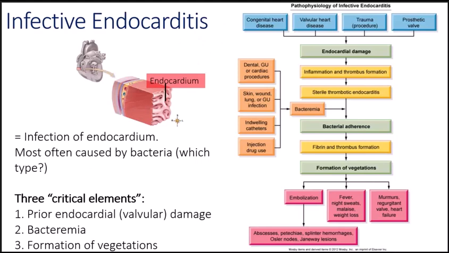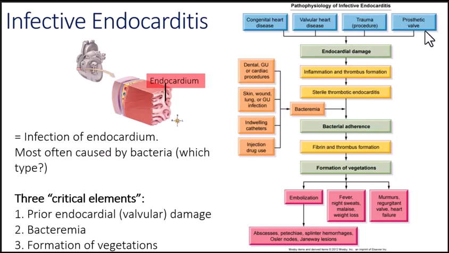The pathogenesis of infective endocarditis involves three critical elements. The first one is prior endocardial or valvular damage. So we're going to move up here. And what is it that causes endocardial damage? A variety of different things. Somebody can have congenital heart disease that causes damage to the endocardium. They could have valvular heart disease. They could have had some sort of trauma because they've had a procedure performed. Or maybe they had to have a prosthetic valve put in.